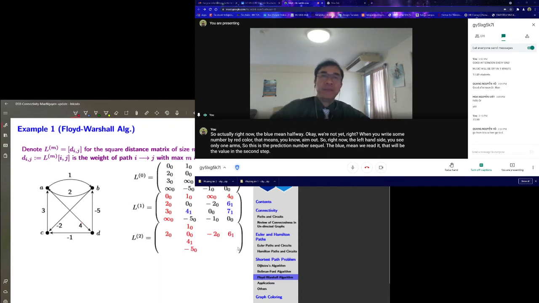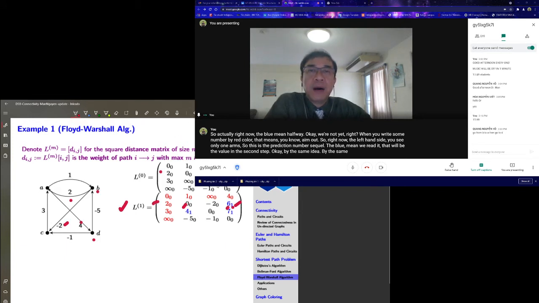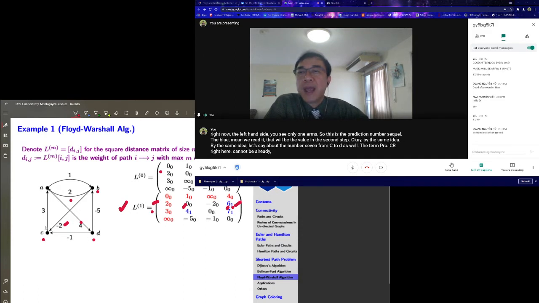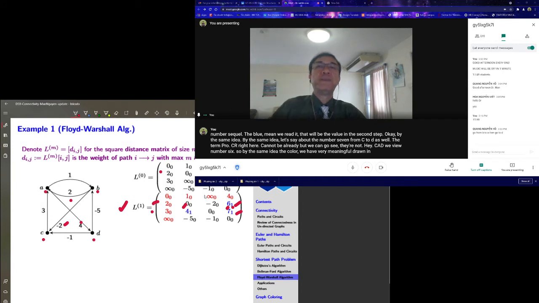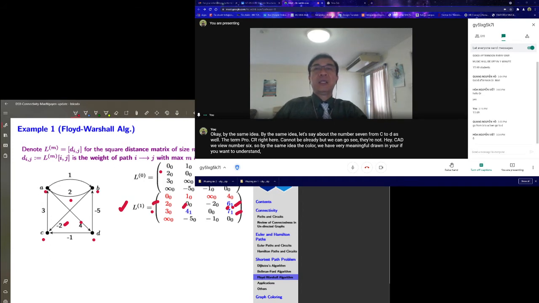Okay, by the same idea, let's say about the number 7 from C to D as well, the third row, C right here, cannot go directly to D, but we can go via the node A, you see. CAD will give you number 7. So by the same idea, the color has a very meaningful role in your algorithm if you want to understand. So that means not yet turned red, that means just hopefully in the next step.